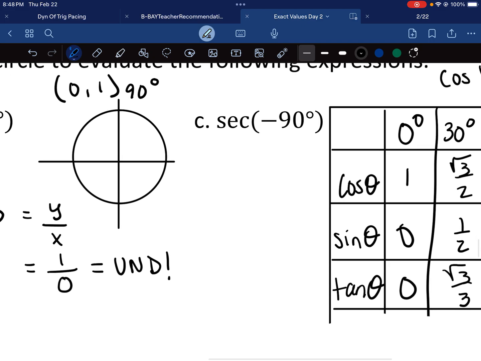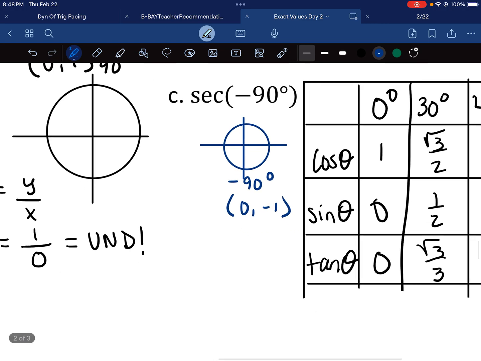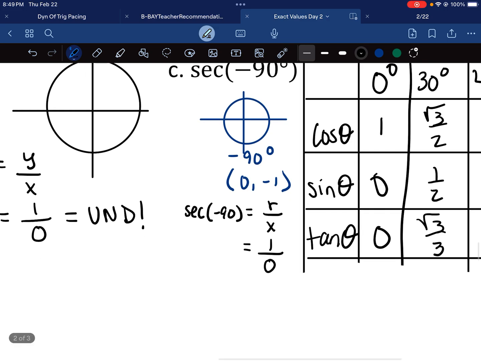Okay, secant of negative 90 degrees. Once again, here's my unit circle. I know that negative 90 degrees is down here, and that point is 0, negative 1. I know that secant is the reciprocal of cosine, so this is going to be equal to r over x. Your r is 1, and your x is 0, so this is also an undefined ratio.